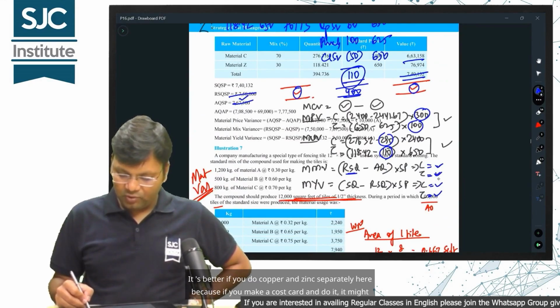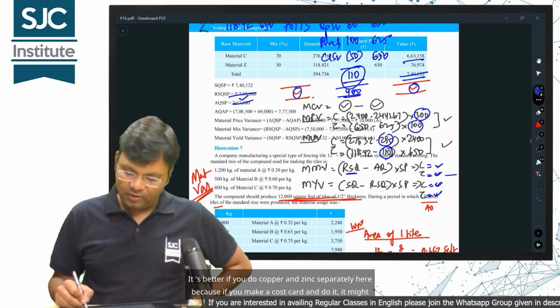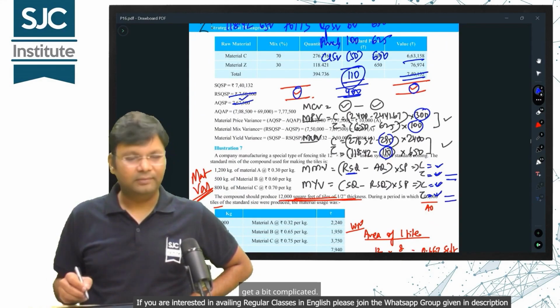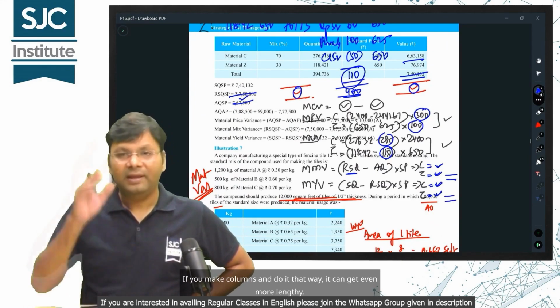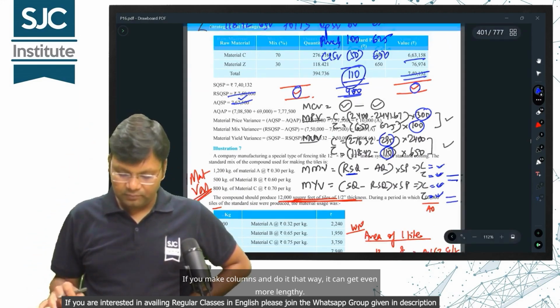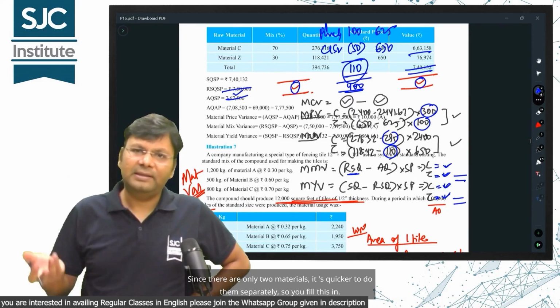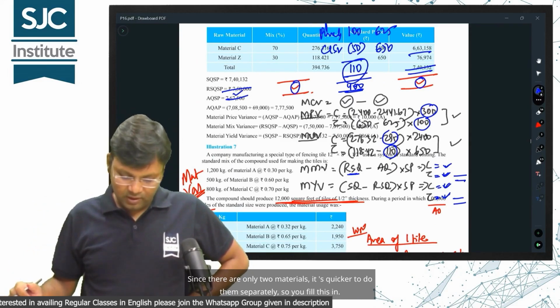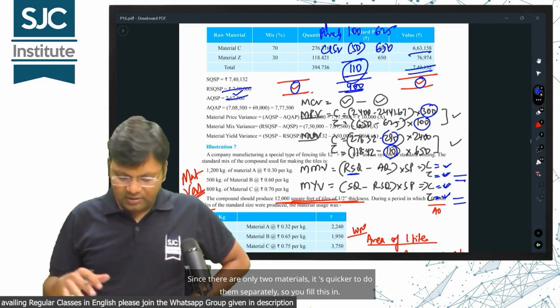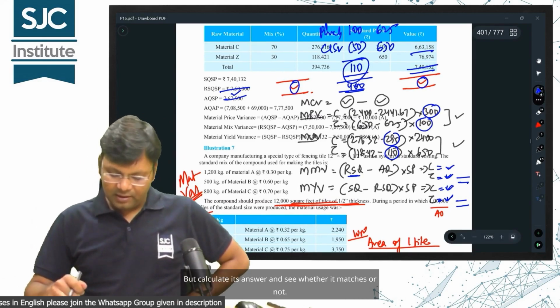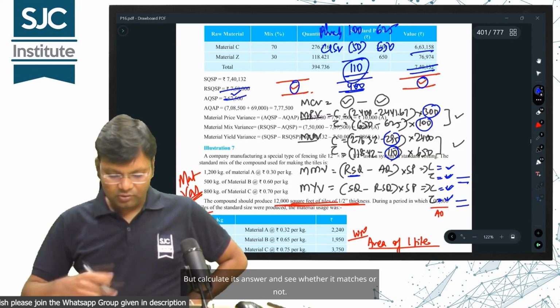It's better if you do copper and zinc separately here, because if you make a cost card and do it, it might get a bit complicated. If you make columns and do it that way, it can get even more lengthy. Anyway, it won't make much of a difference. Since there are only two materials, it's quicker to do them separately, so you fill this in. You can also copy it by looking at this, but calculate its answer and see whether it matches or not.